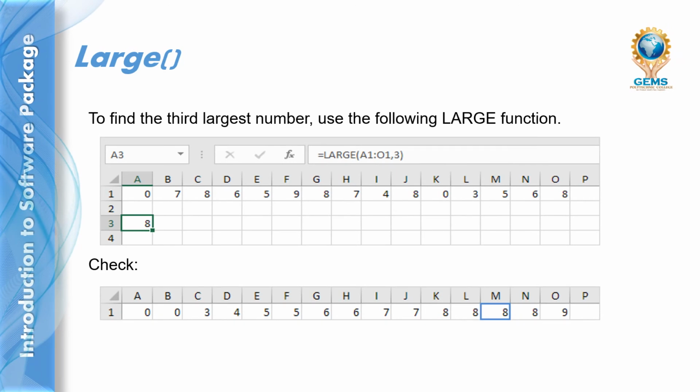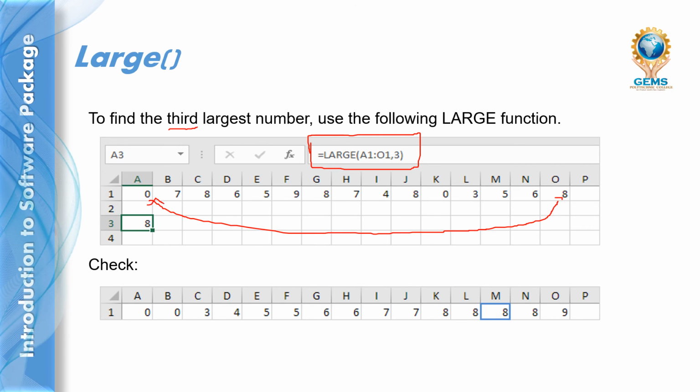Now we will see the LARGE function. The LARGE function helps you to find out the largest number. So how to use the LARGE function? Go to the address bar. You can write equal to LARGE of A1 colon O1, and you can give some criteria also. Here, to find out the third largest number, you have to give among this range A1 to O1 and find out the third largest number.